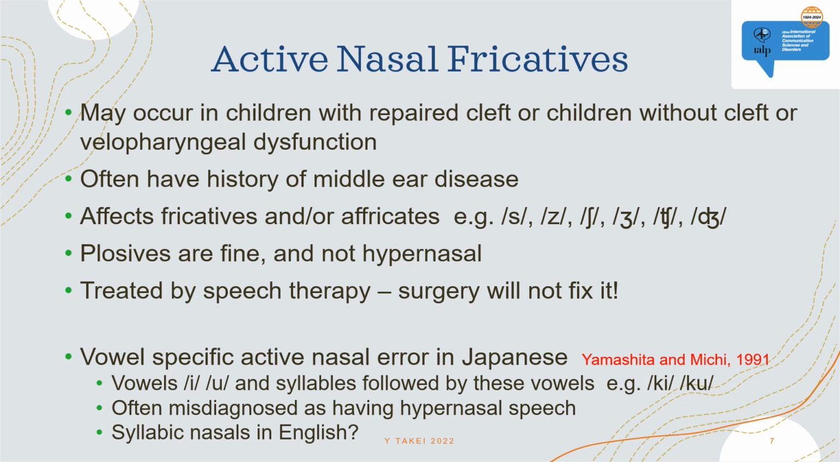Some more explanation on active nasal fricative. It may occur in children with repaired cleft or children without cleft or VPD. Children often have a history of middle ear disease. Fricatives and or affricates are usually affected. When assessing, children produce plosives fine, and they do not show hypernasal speech.